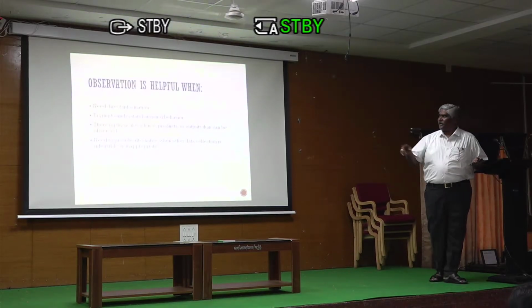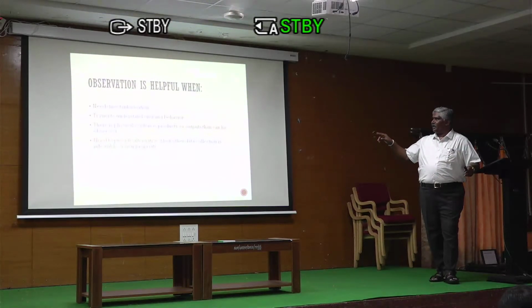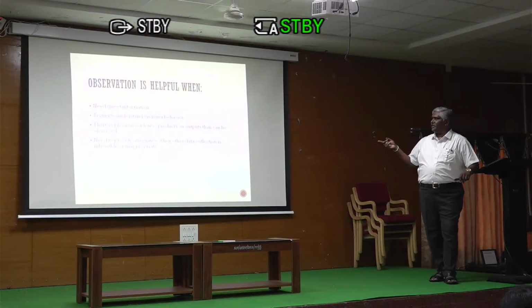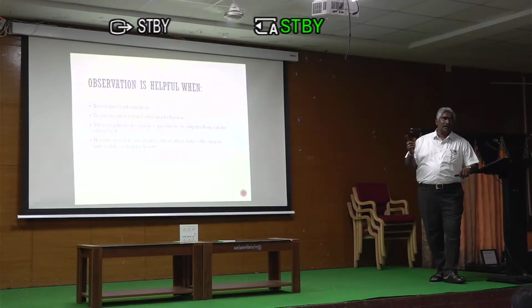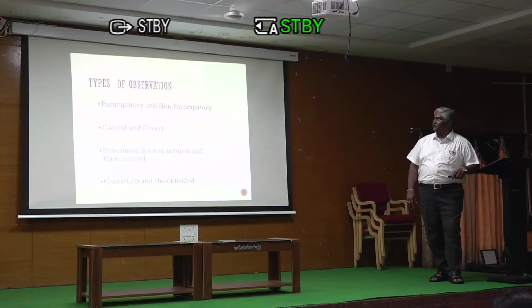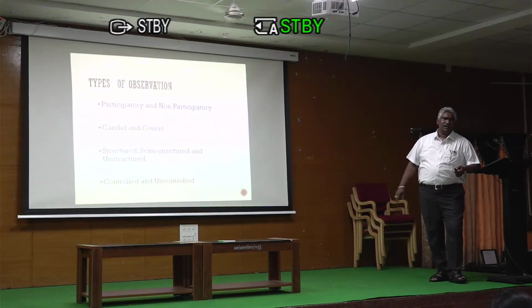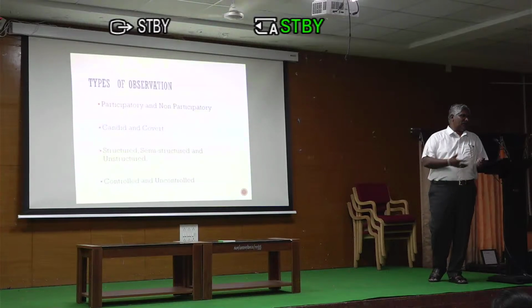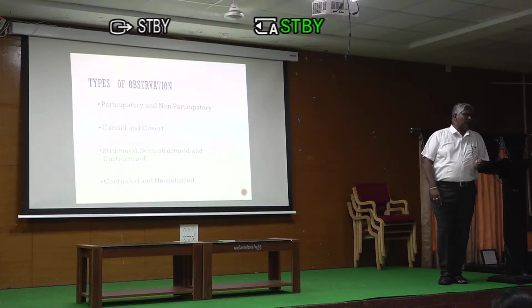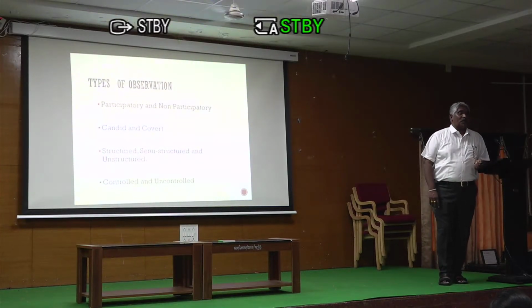Okay, that's why I'm saying here we need to provide the alternative when other data collection is infeasible or inappropriate. The types of observations: participatory and non-participatory, candid and covert, structured, semi-structured and unstructured, controlled and uncontrolled. These things will be under the control of an individual, the scholar itself.